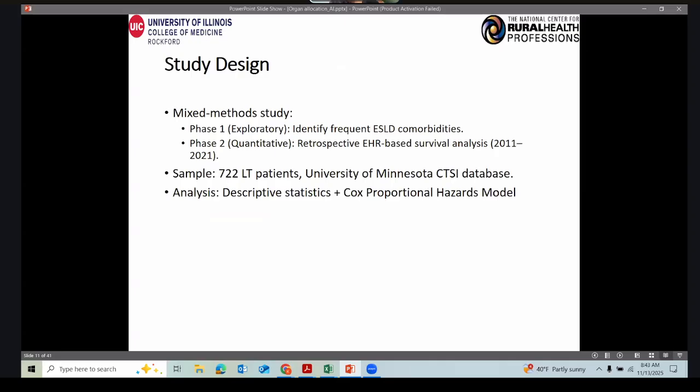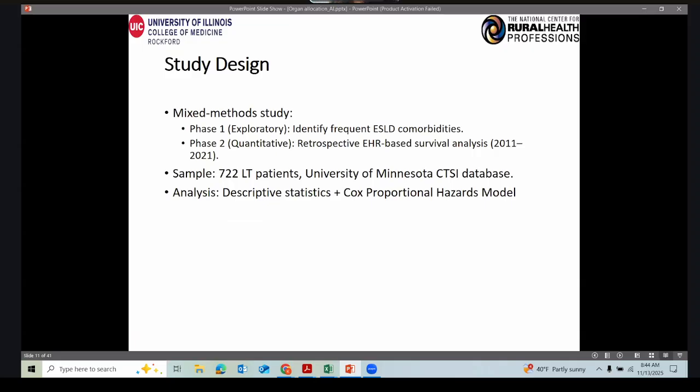Next, let's look at the overview of the study design of our project. We used a mixed method approach, meaning that we combined both exploratory and quantitative analysis to get a more complete understanding of comorbidities in end-stage liver disease patients awaiting transplantation.